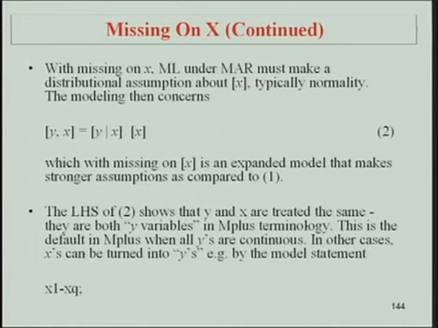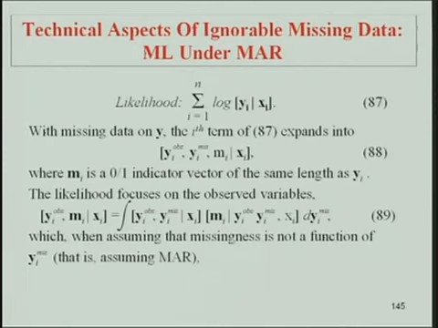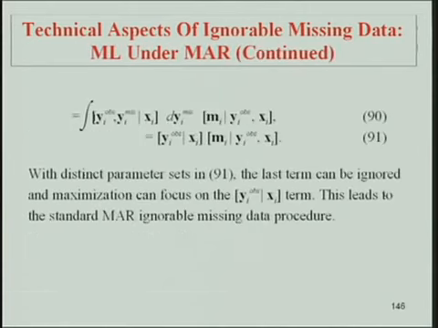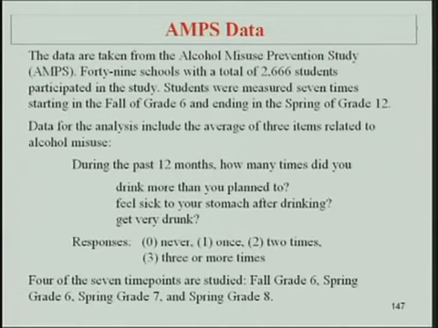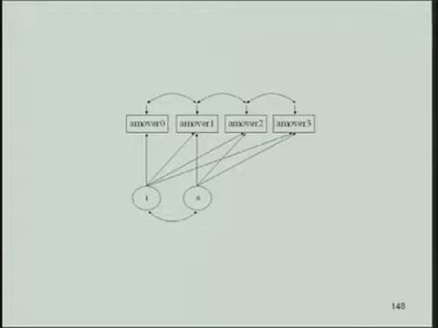You can bring the x's into the model by turning x's into y's, for instance, by just mentioning the x variable variances. Then they become part of the model. Just an aside. Here are some technical pages that those of you who are statisticians can enjoy. Nice likelihood expansions. Let's instead have an application, the AMPS data.